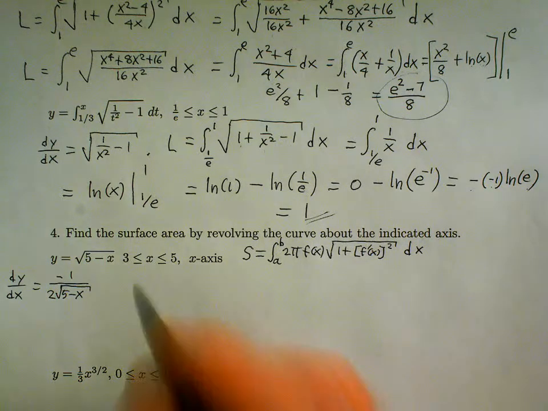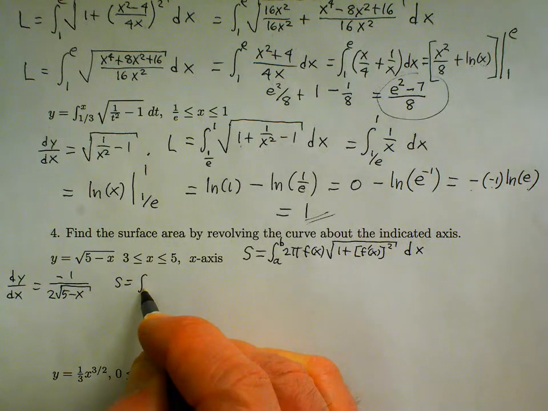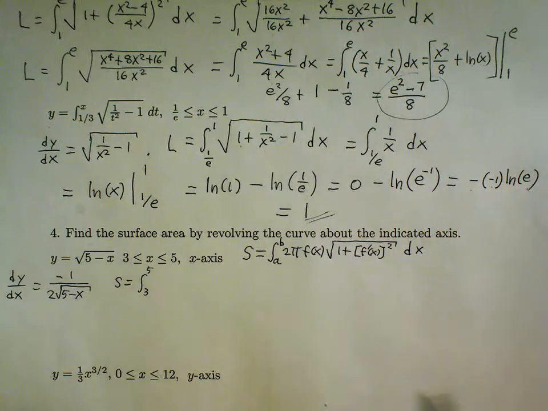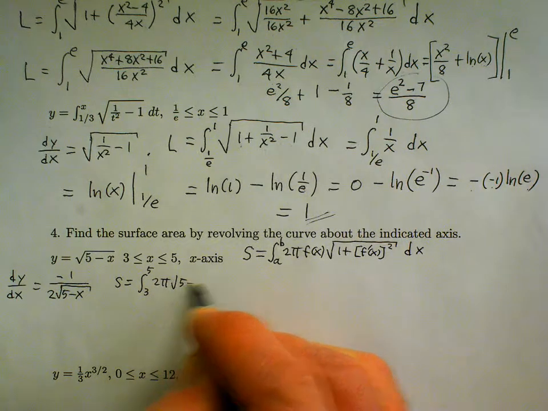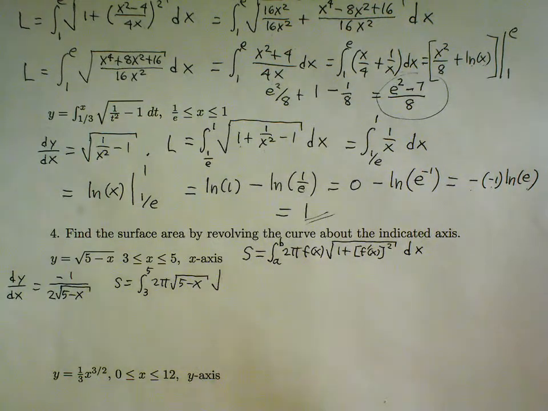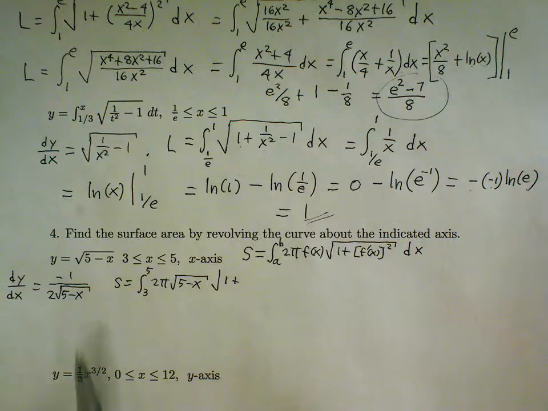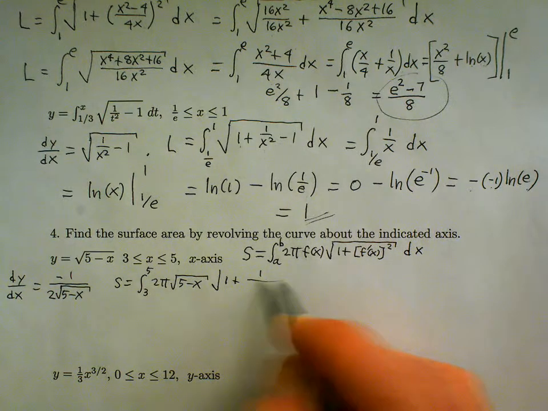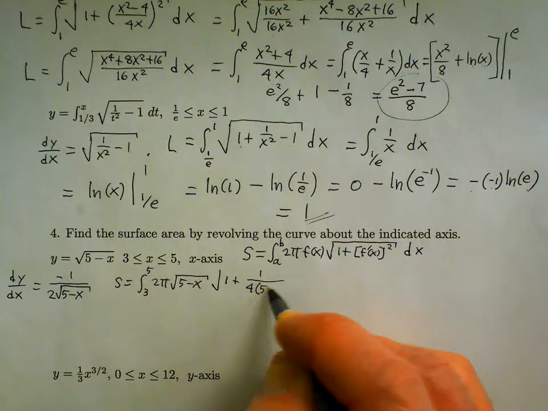Okay, so the surface area is the integral from 3 to 5 of 2 pi times the square root of 5 minus x times the square root of 1 plus the square of the derivative. When we square this derivative, the numerator will be 1 and the denominator will be 4 times 5 minus x.